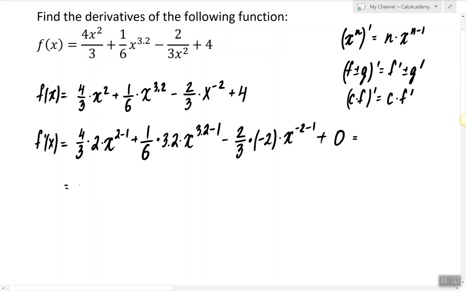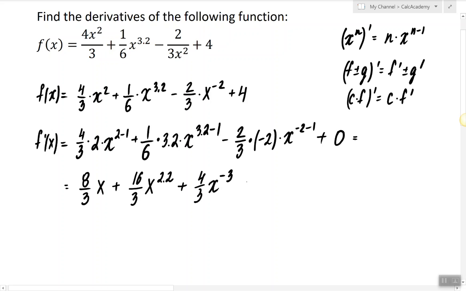So we can simplify this answer and write the final answer as 8/3 times x plus 3/2 over 6, which if we want to write it as a fraction, we would write it as 3/12, and then simplify as 1/4 x to the power 1/2, and 2/3 times -2 is -4/3 x to the power -3.